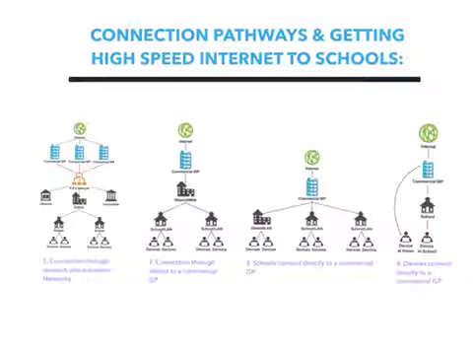Connection pathways and getting high-speed internet to schools. Firstly, you have to consider what options your school has for high-speed internet access in your area. Do you have wired access through physical connections of fiber optics? If you have those installed already in your area, they're one of the best methods, but they're expensive to install if you don't already have the systemic physical location.